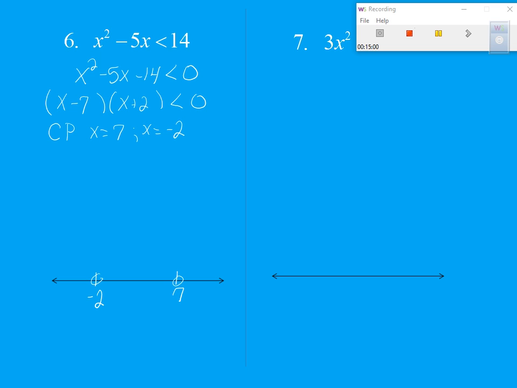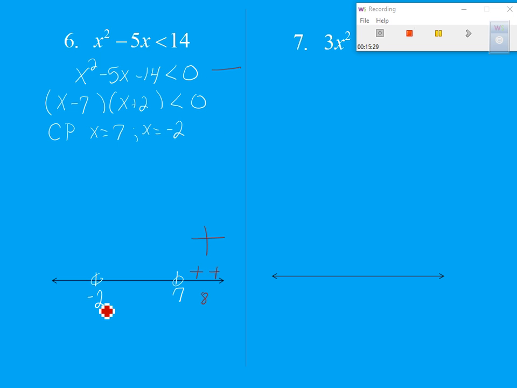Now, you pick some number greater than 7. So I'm going to pick 8. Once again, guys, we don't care about the number, we just care about the sign. 8 minus 7 is positive. 8 plus 2 is positive. A positive times a positive is a positive. Now, if you think about it, we don't want this area because less than 0 means negative.